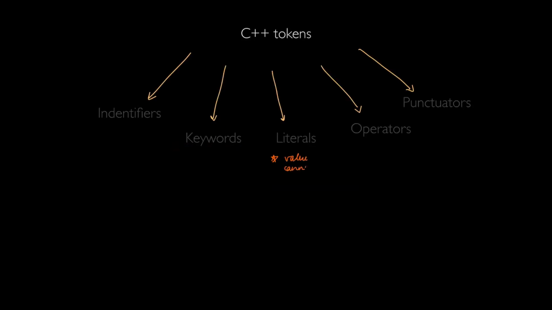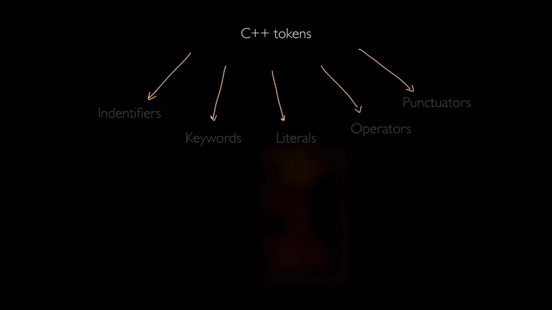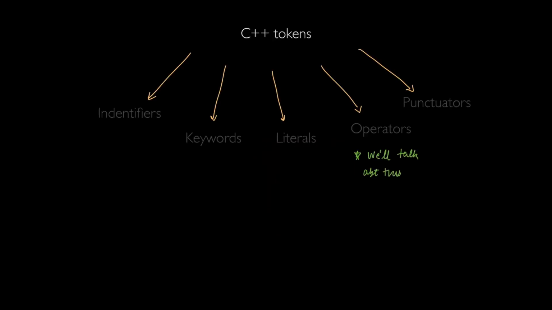On to literals. These are elements of a program whose value can't be modified during program execution. They are also termed as constants. I'll elaborate more on this in just a minute. Operators is a little wider topic, so I'll explain it after this mind map. On to punctuators. Punctuators are used to separate tokens from one another. We have brackets, parentheses, comma, semicolon, star operator, equal to, and the hash symbol.